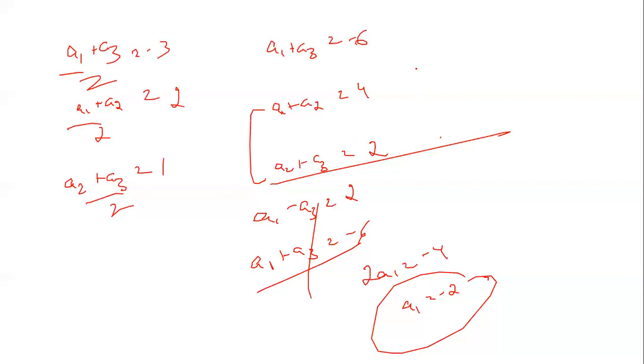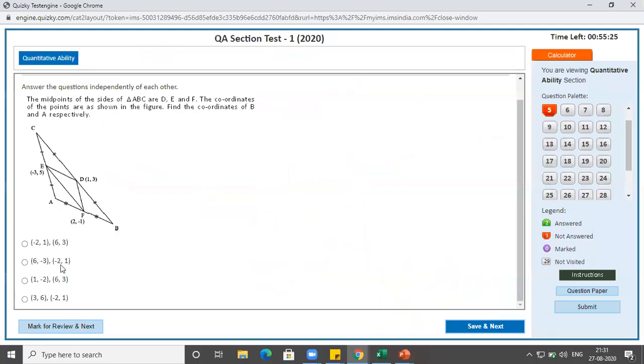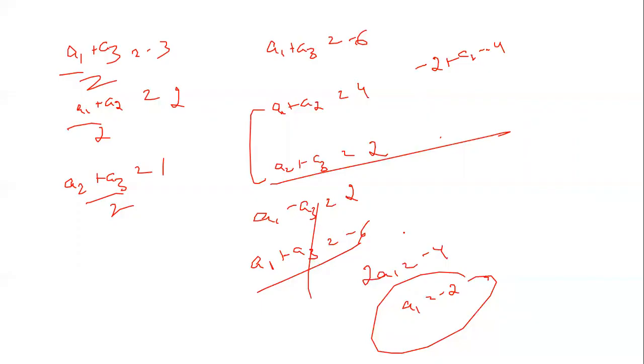So that means A1 is minus 2 plus A2 is equal to 4, 6. So minus 2 and 6 is what I'm looking at. Here we go. Answer is going to be option B, right? Coordinates of B, 6 something. Coordinates of A is going to be minus 2 something. Cool.